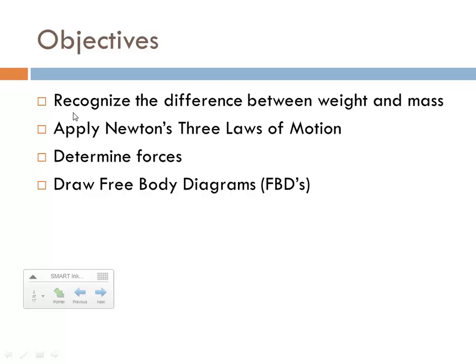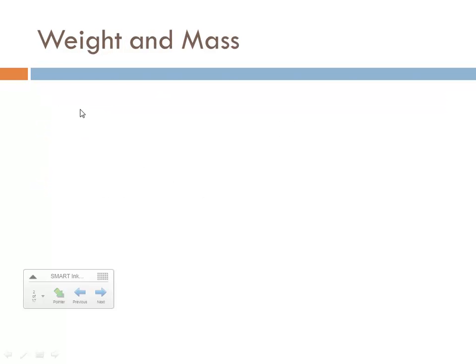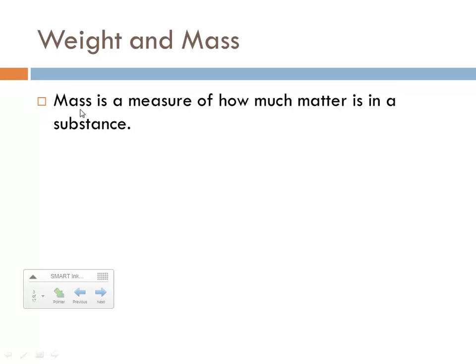So the first thing here obviously is to recognize weight and mass, just because these are two terms that I feel in common everyday verbiage get flipped around a little bit. So let's talk about those real quick. Mass is just how much matter is in a substance. So if you have 6 kilograms of mass, you have 6 kilograms of mass. There's no changing that.